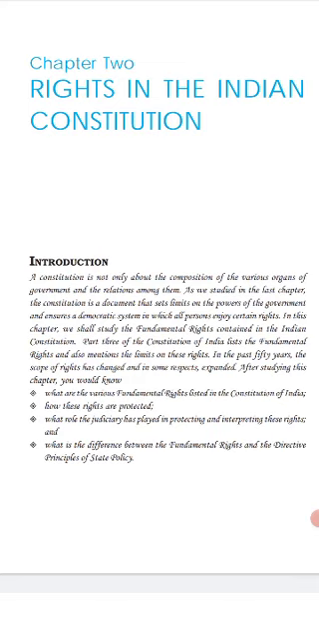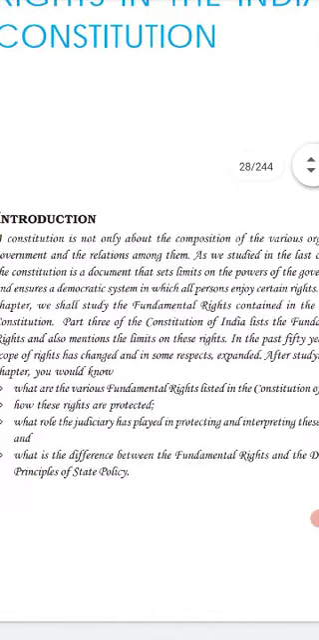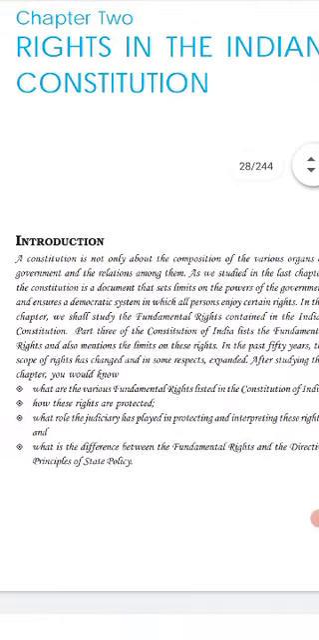Students, today we will start the second chapter, and the name of the chapter is Rights in the Indian Constitution. We will discuss this chapter with an introduction about the constitution, which we read in chapter number 1.